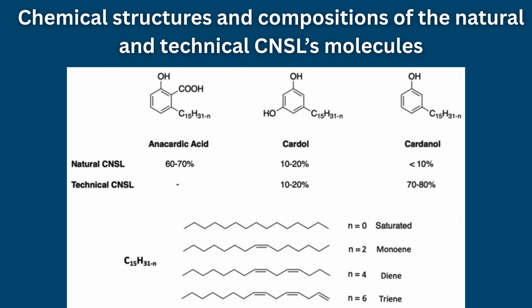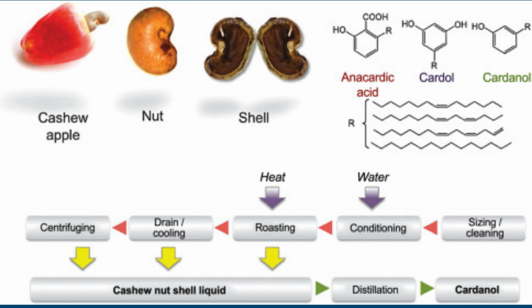CNSL is primarily composed of phenolic lipids, namely anacardic acid, cardanol, and cardol, along with minor quantities of methyl cardol and trace urushiol derivatives. The composition of CNSL depends strongly on the extraction method employed. When extracted under mild conditions, the product, known as natural CNSL, contains a high proportion of anacardic acid. In contrast, high-temperature processing leads to decarboxylation of anacardic acid into cardanol, producing what is referred to as technical CNSL. This transformation significantly alters the reactivity and suitability of the material for subsequent chemical modifications.